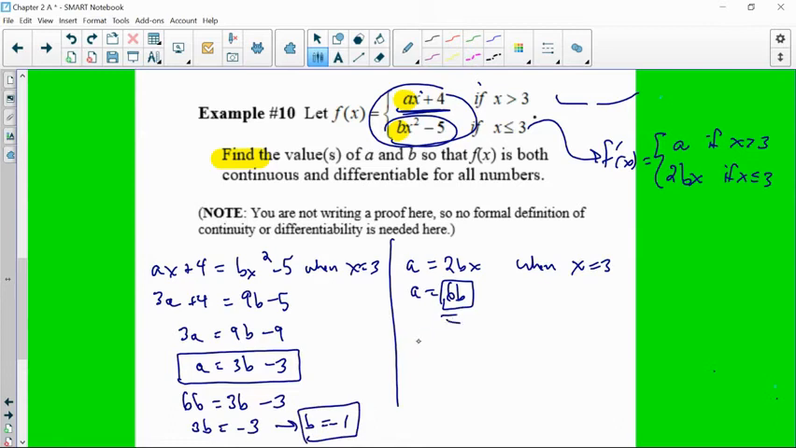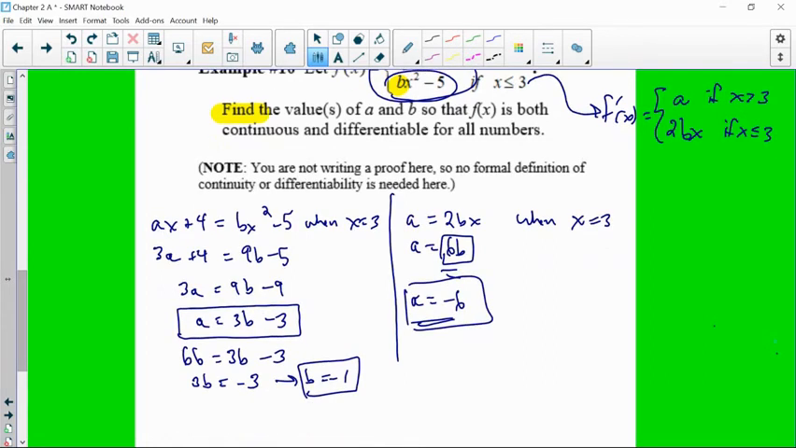And then how do you get a? A is equal to negative 6. So those are your 2 values. And there's the bell. Now, if you wanted to check your work, you certainly can substitute it in.